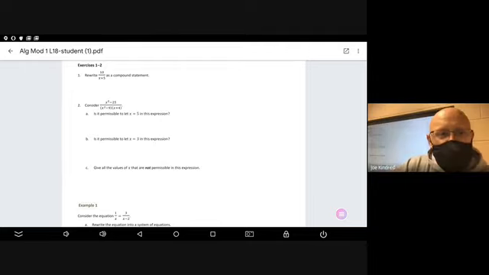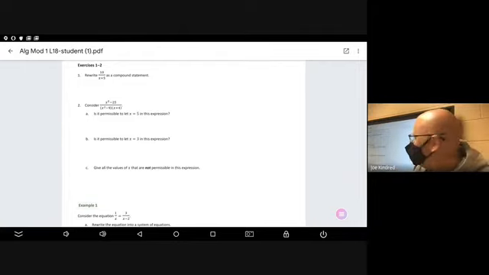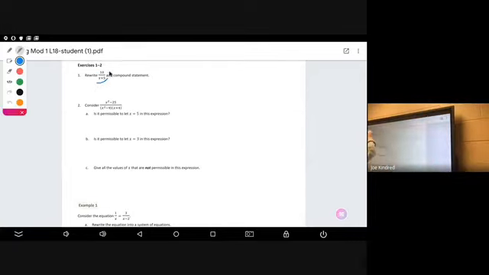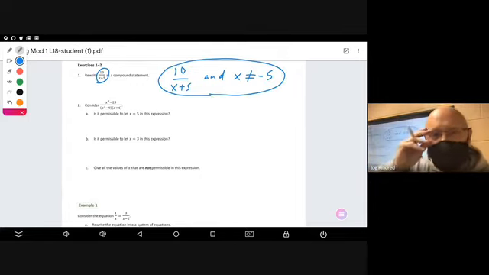So let's take a look at what you're going to be actually trying to do here. So as you look at number 1 here, it says rewrite 10 over x plus 5 as a compound statement. What they mean by that is, we're going to rewrite this 10 over x plus 5, and we know that x cannot equal what number? -5. And so that's what we want to be able to do. When you're given an expression and it says write a compound statement, basically going back to our review from when we learned about compound statements and inequalities, it's the original statement, 10 over x plus 5, and x not equal to -5.